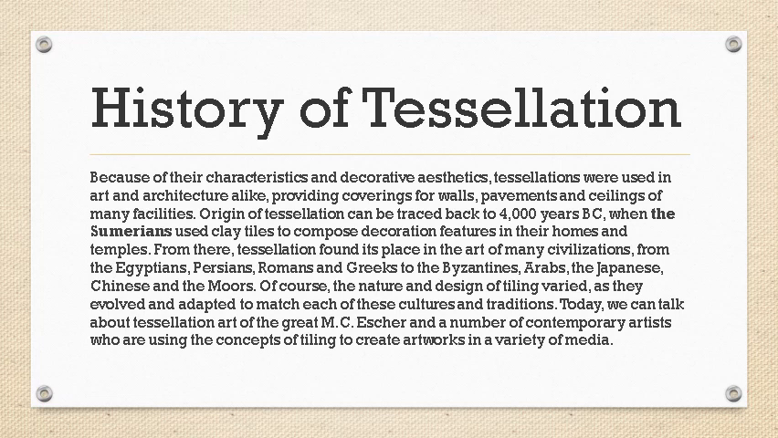From there, tessellation found its place in the art of many civilizations, from the Egyptians, Persians, Romans, and Greeks to the Byzantines, Arabs, the Japanese, the Chinese, and the Moors. Of course, the nature and designs of tiling varied as they evolved and adapted to match each of these cultures and traditions. Today we talk about tessellation art of great M.C. Escher and a number of contemporary artists who are using the concepts of tiling to create artworks in a different variety of media.